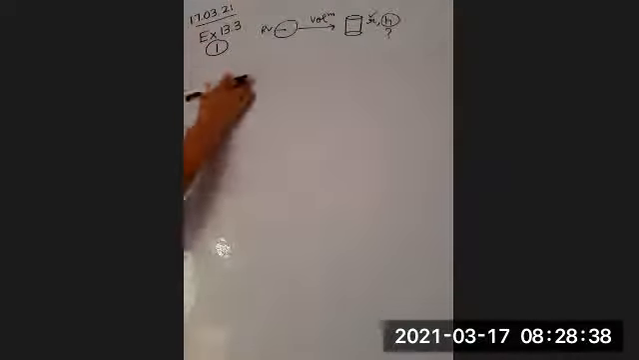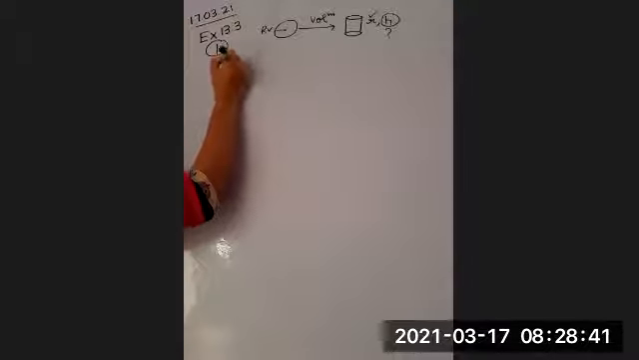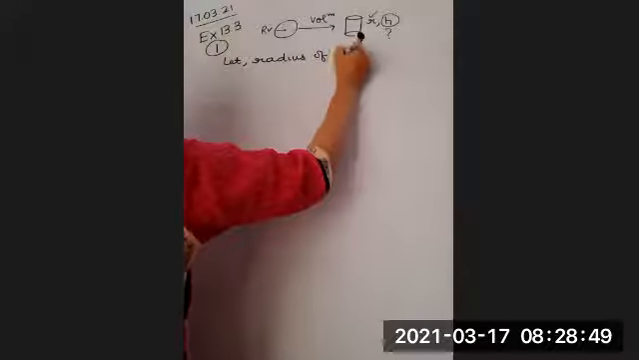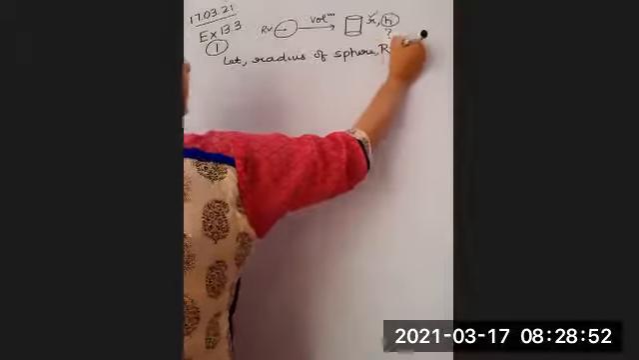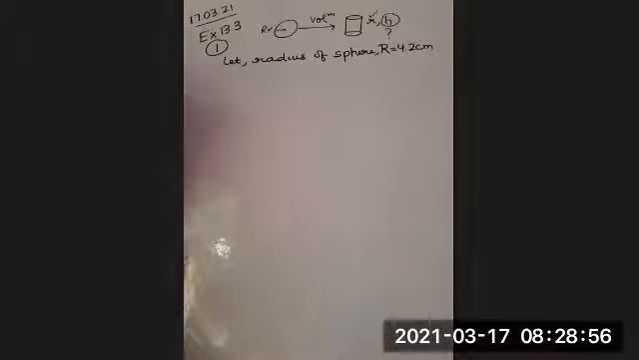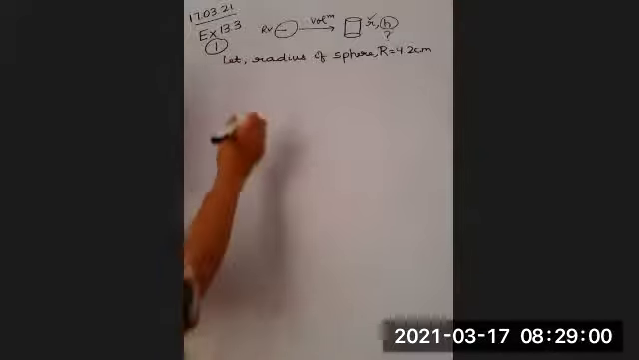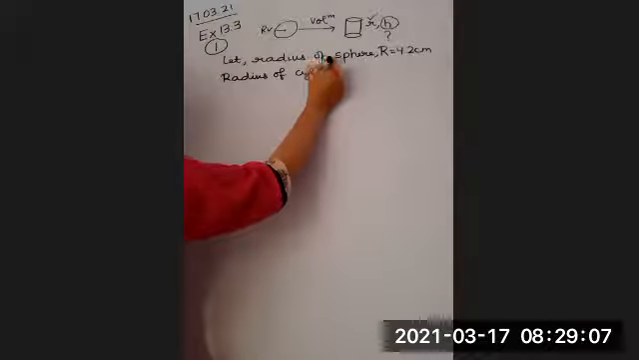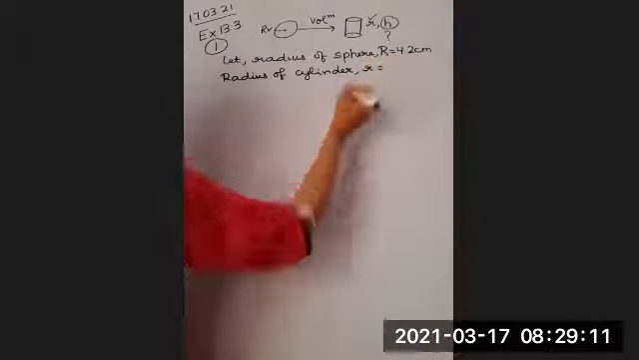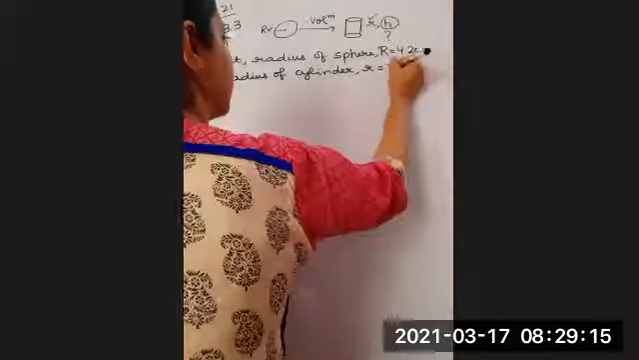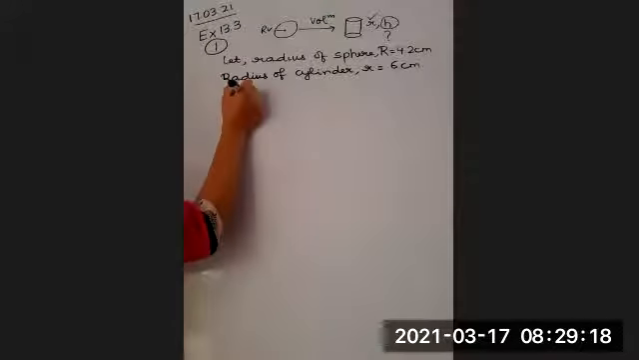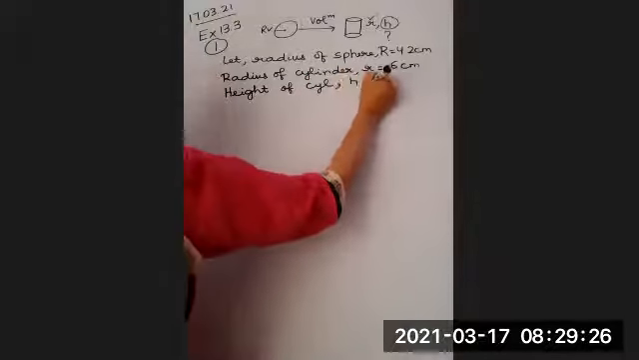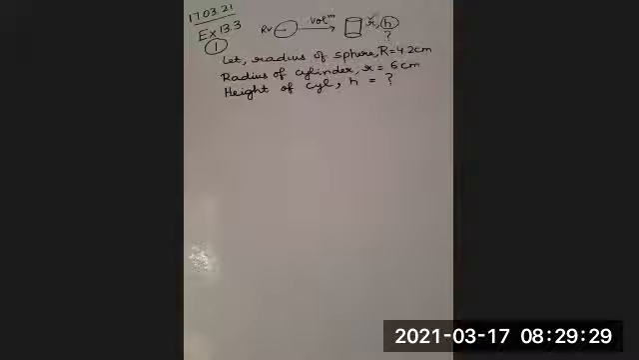First of all, we need to define the variables. So we will define the variables as: let radius of sphere, capital R, be 4.2 centimeter. Radius of cylinder, small r, is given to be 6 centimeter, and height of cylinder, let us put a question mark as it has to be calculated, right?